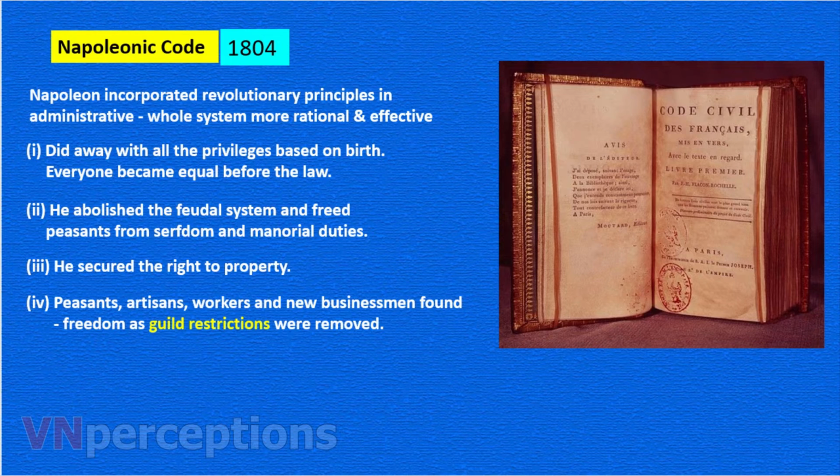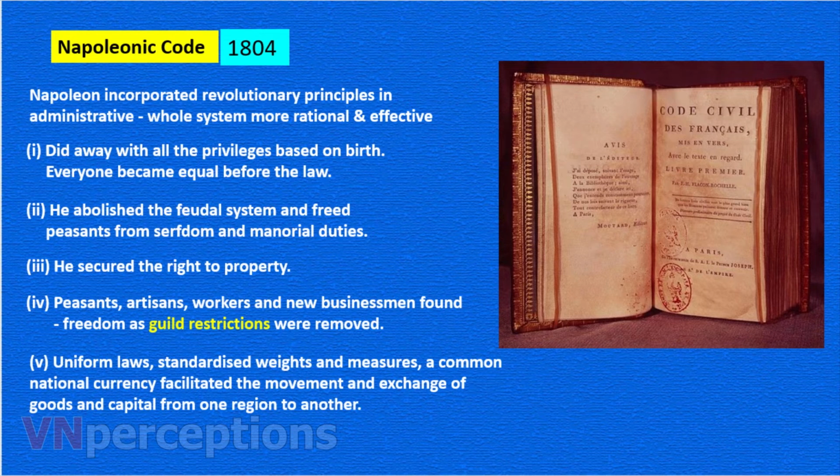Guilds basically refer to the association of merchants, craftsmen, or traders to promote their economic interests. And guild restrictions refer to certain restrictions imposed on the association in terms of trade or manufacturing. So now the merchants and artisans were allowed to trade freely. Uniform laws, standardized weights and measures, and a common national currency facilitated the movement and exchange of goods and capital from one region to another.